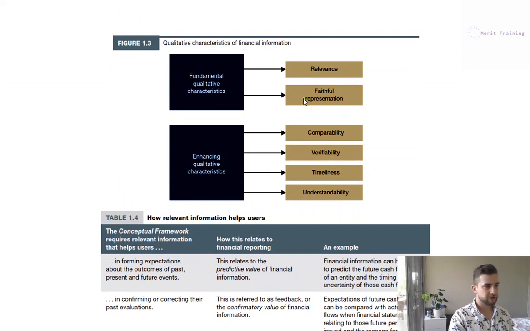Here's some more here. So faithful representation. So it's actually being represented to the user honestly. And then also comparability. So you can actually compare it year on year and against other companies. Verifiability. So if I would request a certain invoice, I could get an invoice for that. We could verify those numbers.